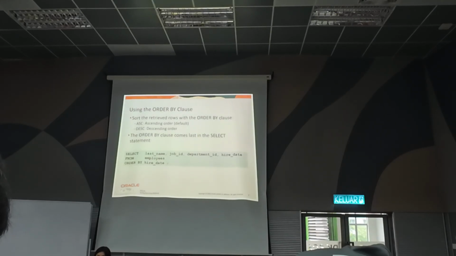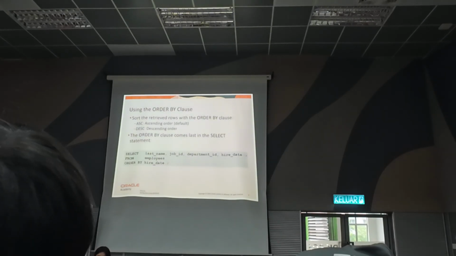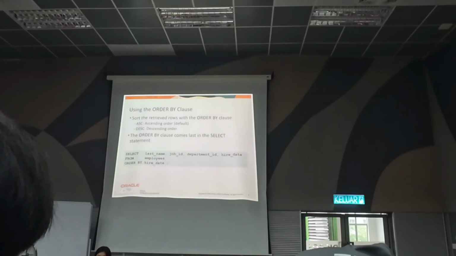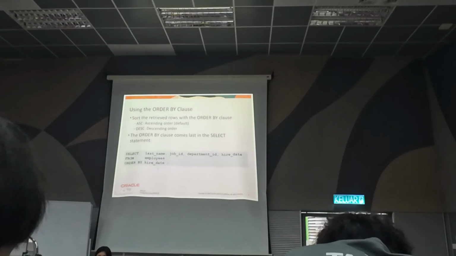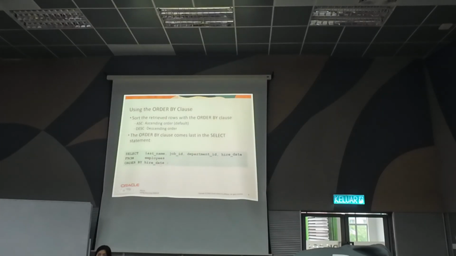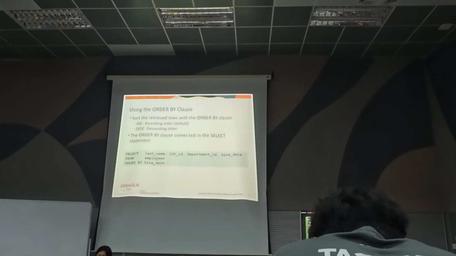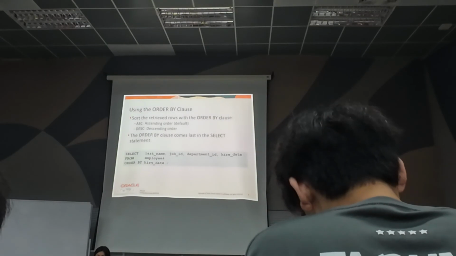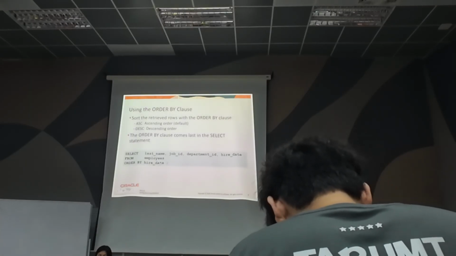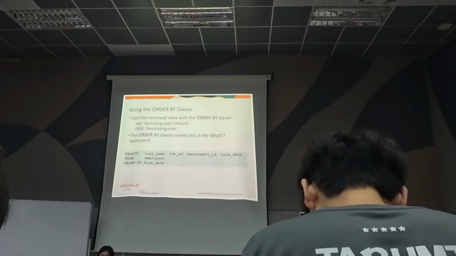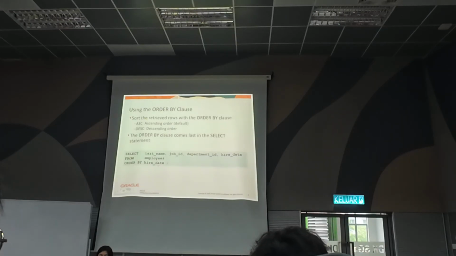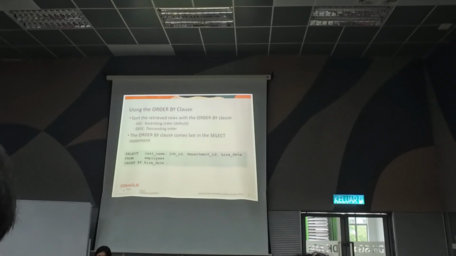So here: select last name, job ID, department ID, hire date from employees order by hire date, semicolon. Now we want to arrange the result in ascending or descending order of hire date. If you don't write anything, it means ascending. Ascending means the earliest date comes first, then later dates. Descending means the most recent date comes first. For descending, you put order by hire date, a space, DESC, semicolon. But if you don't write it, that means ascending order.